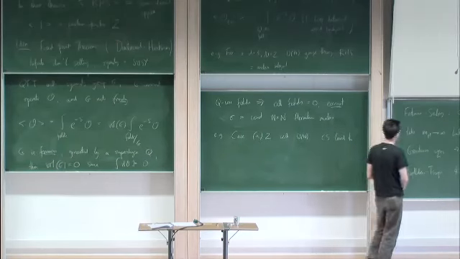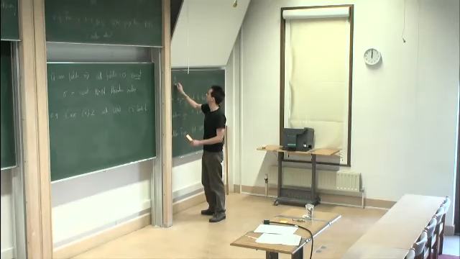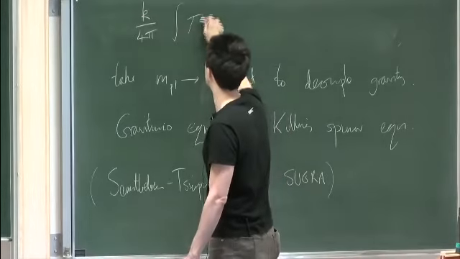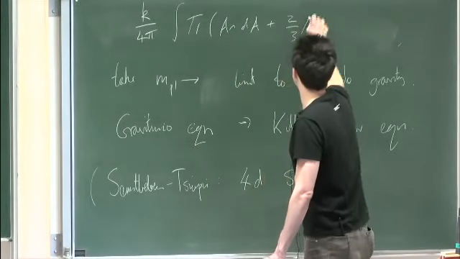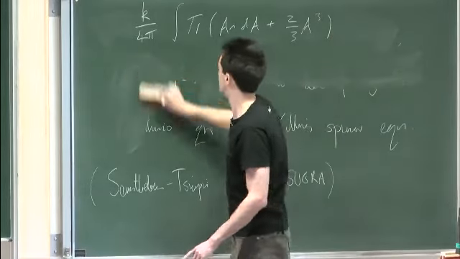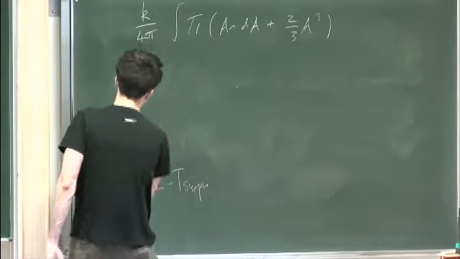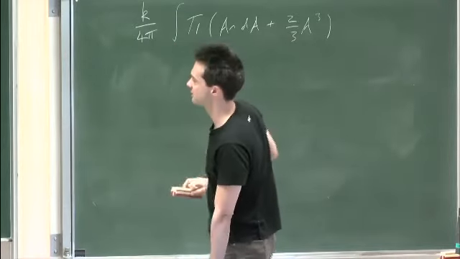Probably I should say what the Chern-Simons action is. It's K over 4 pi, and then you write the Chern-Simons action in 3 dimensions: the trace of A wedge dA plus 2/3 A cubed, well, plus supersymmetric completion. That's the Chern-Simons action in 3 dimensions. K is the Chern-Simons coupling constant. Okay, so that's K.